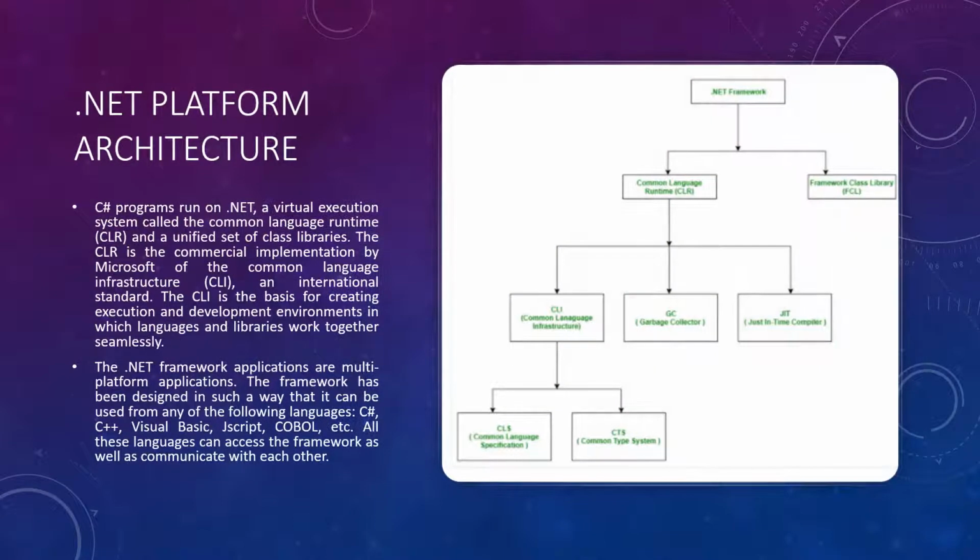.NET Platform Architecture. C# programs run on .NET, a virtual execution system called the Common Language Runtime, CLR, and a unified set of class libraries. The CLR is the commercial implementation by Microsoft of the Common Language Infrastructure, CLI, an international standard. The CLI is the basis for creating execution and development environments in which languages and libraries work together seamlessly.